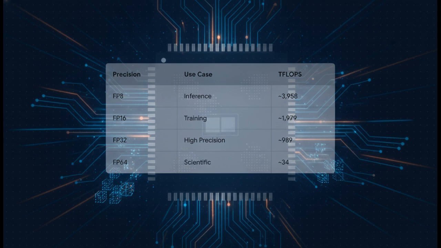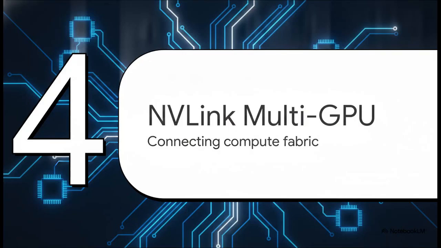For instance, in 8-bit floating point mode, or FP8, it hits up to nearly 4,000 teraflops of performance. By slightly lowering the precision of the numbers being crunched, which, by the way, is perfectly fine for AI inference, the chip achieves just staggering throughput. Which brings us to Section 4, NVLink multi-GPU scaling, connecting the compute fabric.